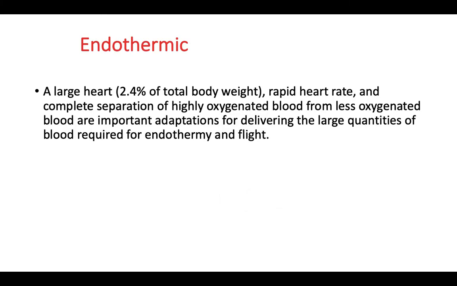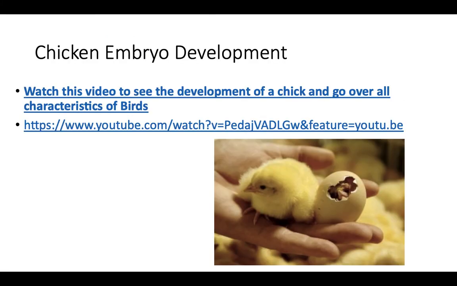Okay, this is one reason why they have a pretty large heart, and why they are endothermic. They are endothermic, which means they can control their body temperature, mainly because they're bringing in so much oxygen into their body. So this is our first endothermic animal. They can control it from within.